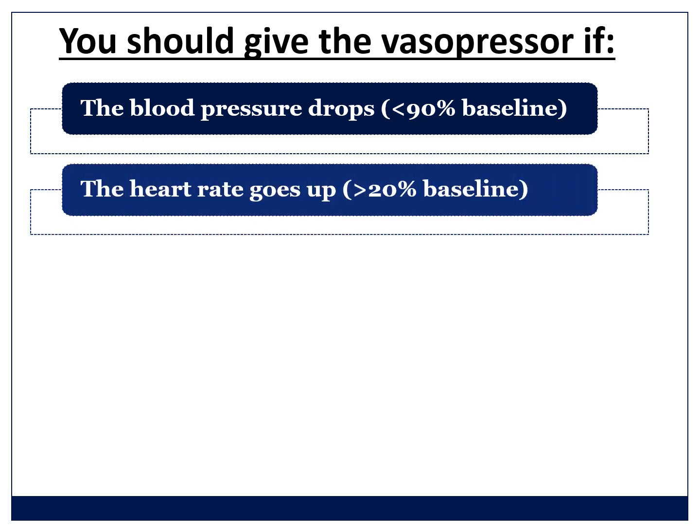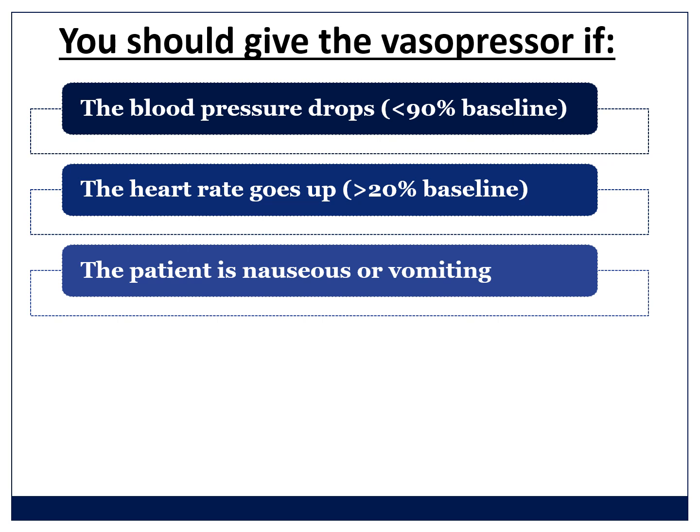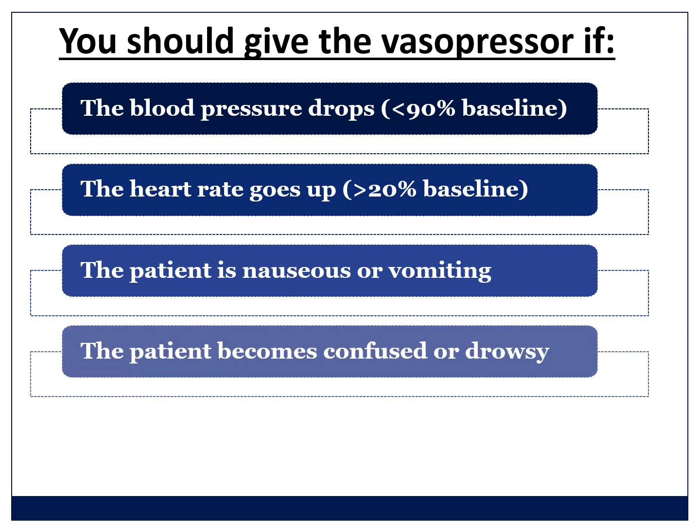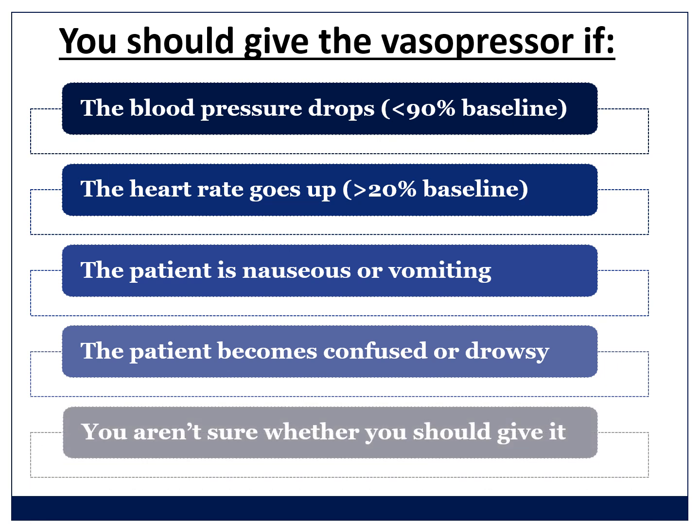You should give a vasopressor if the heart rate goes up more than 20% of the baseline. If the patient's nauseous or vomiting, give the vasopressor. If the patient becomes confused or drowsy, give the vasopressor. And if you're not sure, thinking, I'm on the fence, give the vasopressor. Very low threshold for vasopressors.